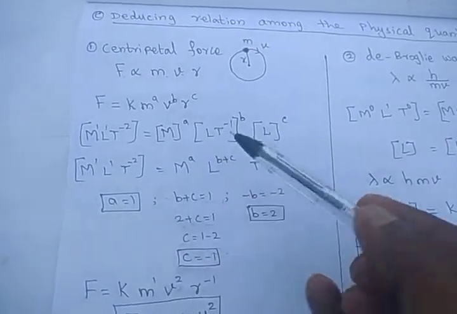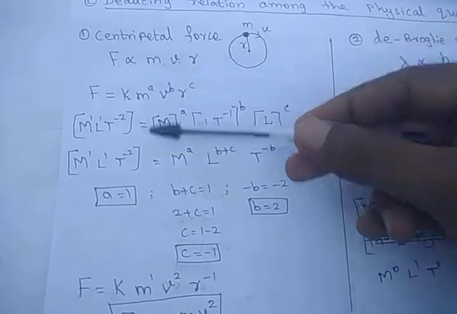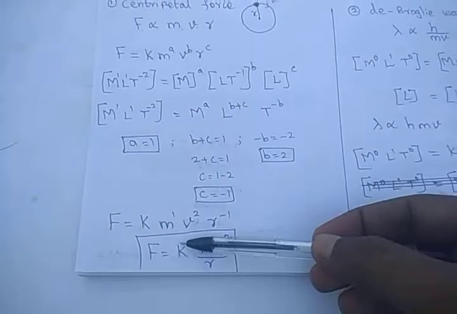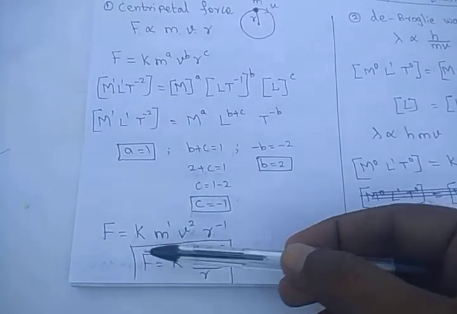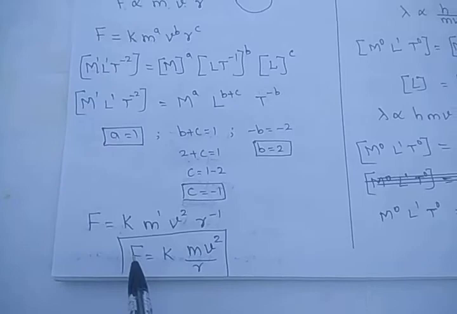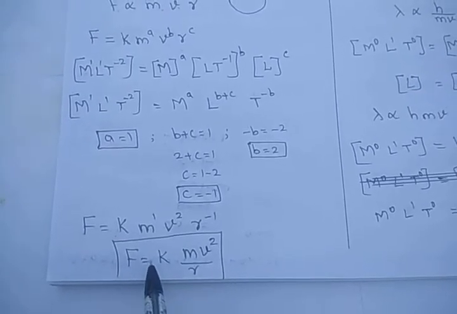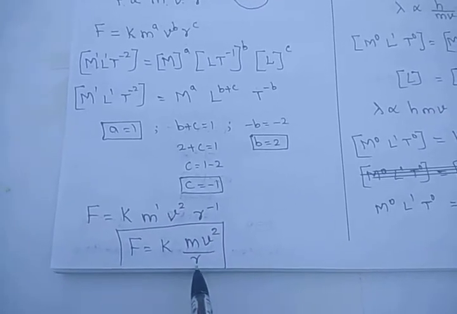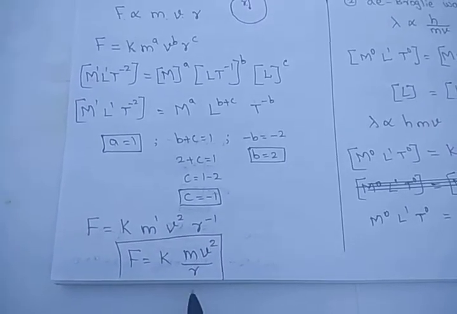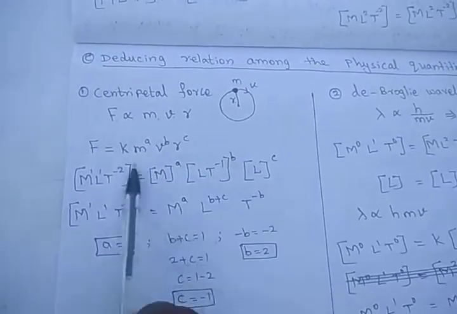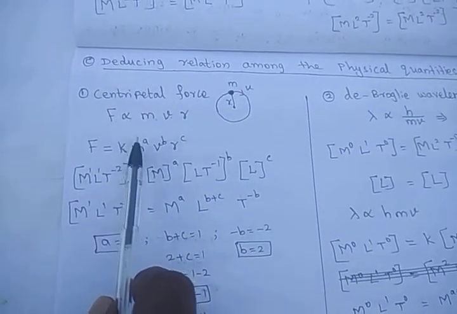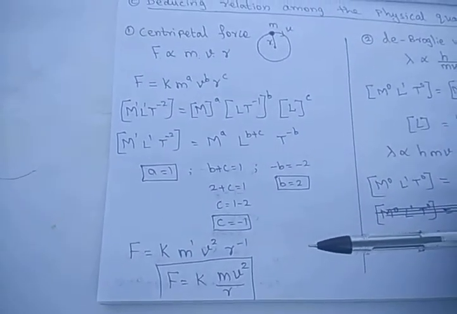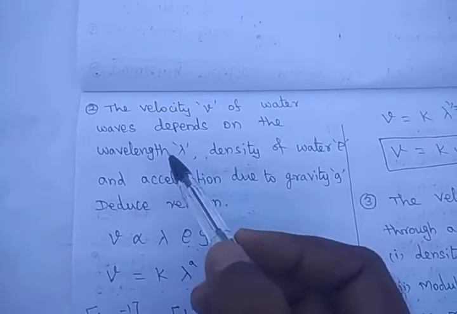Very simple, we substitute 1 instead of a, 2 instead of b, and minus 1 instead of c. So 1, 2 and minus 1, and the k value is 1. We get the centripetal force formula: F is equal to k m v^2 r^-1. R power minus 1 goes to the denominator, so F is equal to mv^2 by r. So simply by knowing the physical quantities, we are able to find the relation between these physical quantities by using this dimensional analysis. Dear students, let us see another problem.